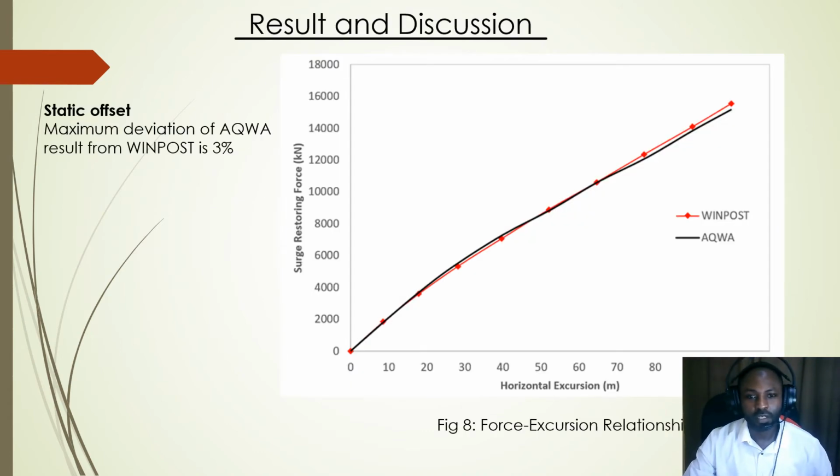So, results and discussion. Here we have the comparison between the result we obtained from the Aqua model and the published results. From this plot, we can see that there is a very close agreement between the published and the model we are presenting. So the maximum difference between these two results is 3%, which is very commendable.